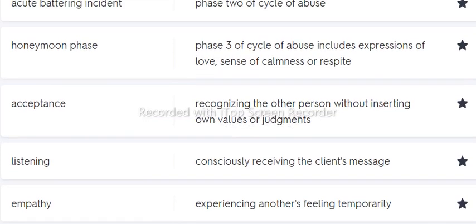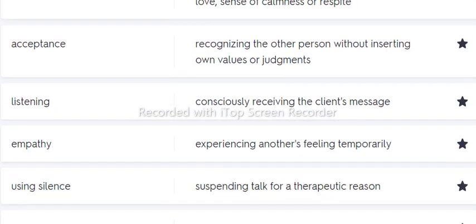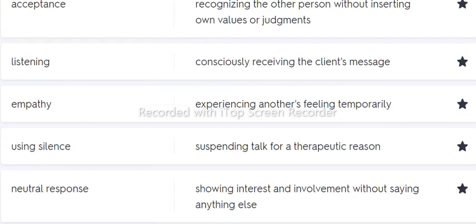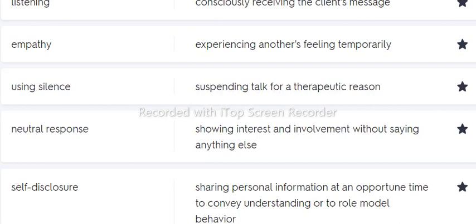Acceptance. Recognizing the other person without inserting own values or judgments. Listening. Consciously receiving the client's message. Empathy. Experiencing another's feeling temporarily. Using silence. Suspending talk for a therapeutic reason.